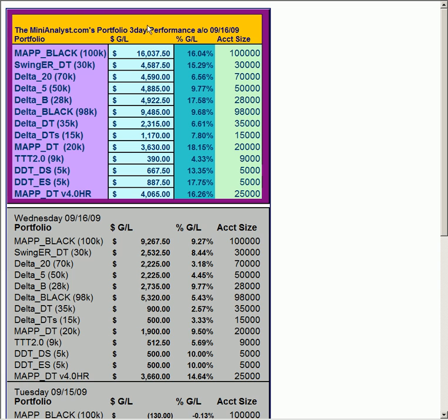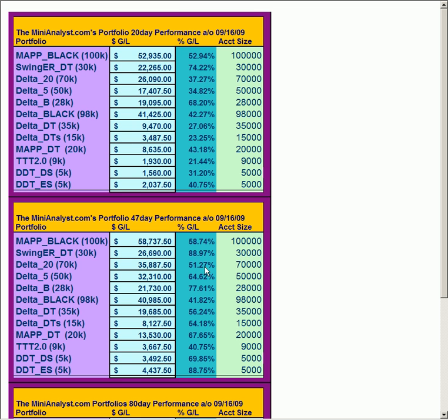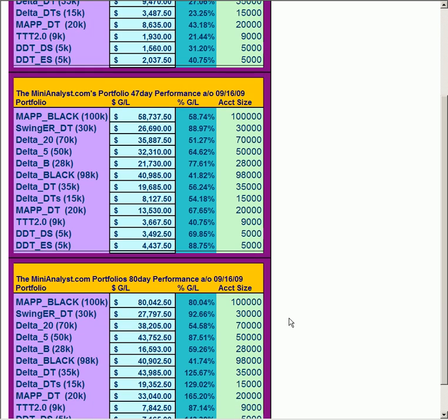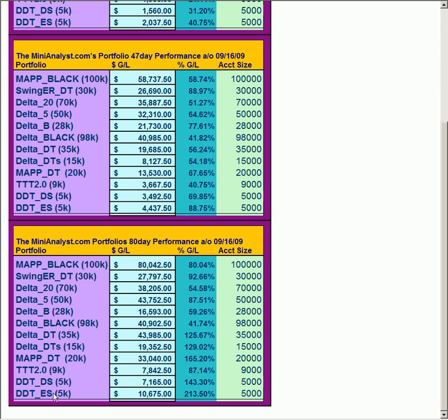But as you can see, over the last few days, and particularly here, the Swinger DT is up almost 90% over the last 47 days, actually leading the pack of all of our portfolios. Now, of course, you go out a little bit further, and our day traders take over, given their impressive run. But the MAP DT, of course, is hanging in as always at 67.65% over the last 47 days. Over the last 80 days, the dual day trader ES is up essentially 215%, 213.5%, so just an astounding portfolio.